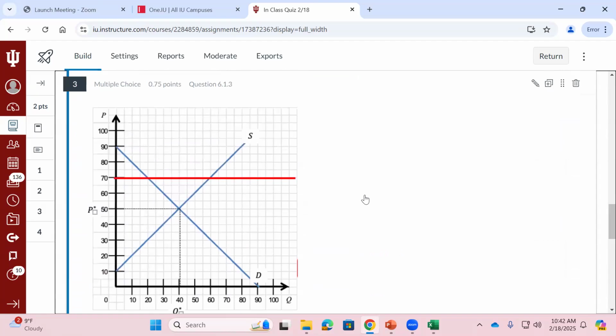floor of $30. So if a price ceiling means I can't charge a price any higher than 30, a price floor means I can't charge a price any lower, right? So if I tell you you can't charge a price lower than 30 and you're currently charging 50, what happens? Nothing, right? Leave me alone, right? So in order for us to have an effective price floor, where would it have to be?